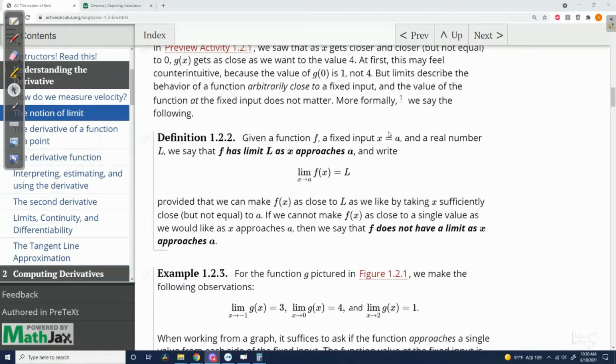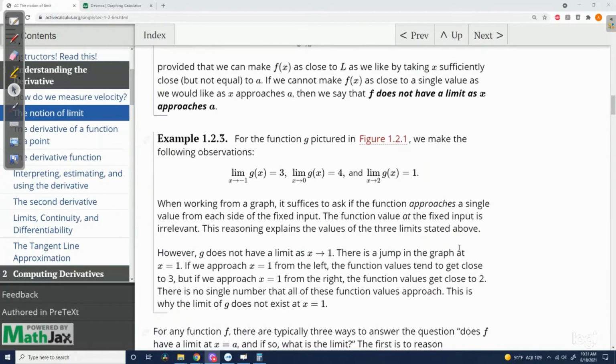And so this language, it feels very technical because it is. It could actually be made more technical by using what's known as the epsilon delta definition of this thing. But the idea is just what we were doing in the preview activity. As our x coordinate gets closer and closer to some specific value, what is happening to the function? Is the function approaching a specific value or is it not? And if it does approach a specific value, that value is known as the limit.